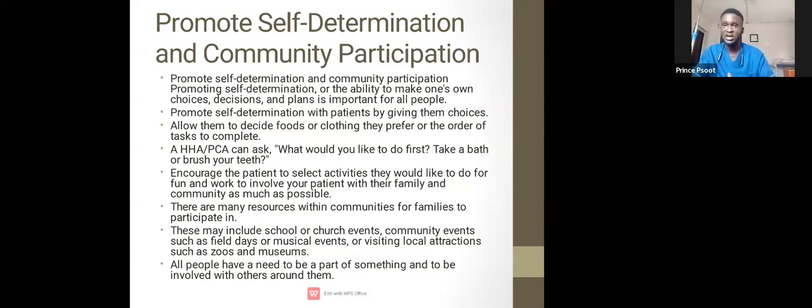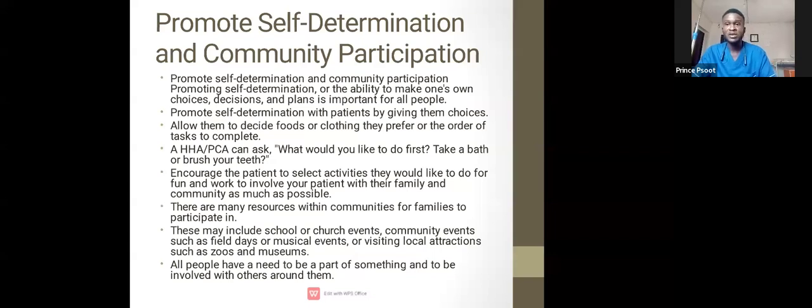So as HHA, that's home health aide, and personal care aide, you can ask, what would you like to do first? Take a bath or brush your teeth? Encourage the patient to select activities that they would like to do for fun, and work to involve your patients with their family and community as much as possible.